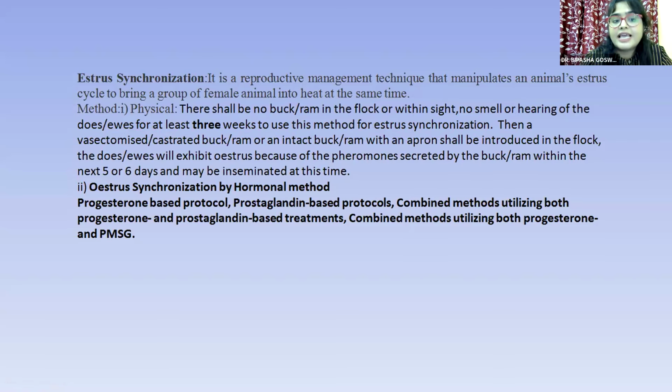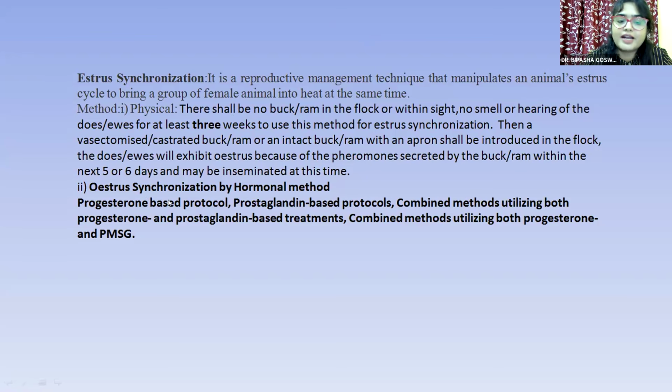at least 3 weeks. Then a vasectomized or castrated buck or ram is introduced to the flock, and within the next 5 to 6 days, the female sheep or goat will come into estrus and we can inseminate her. This is the physical method of estrus synchronization, and the most popular is the hormonal method.